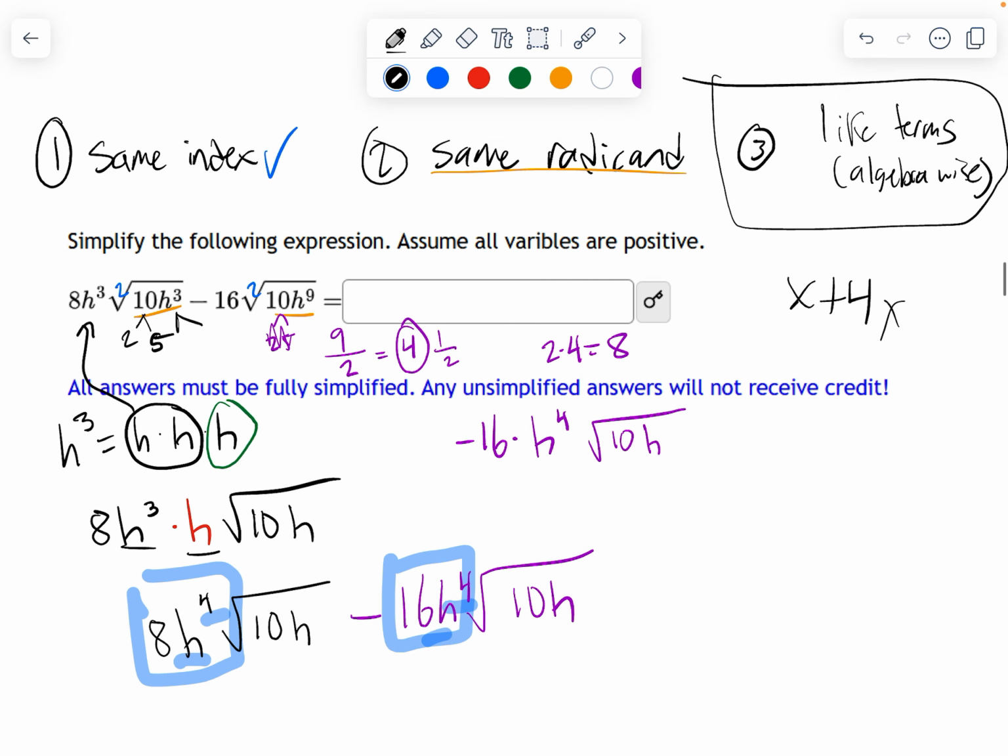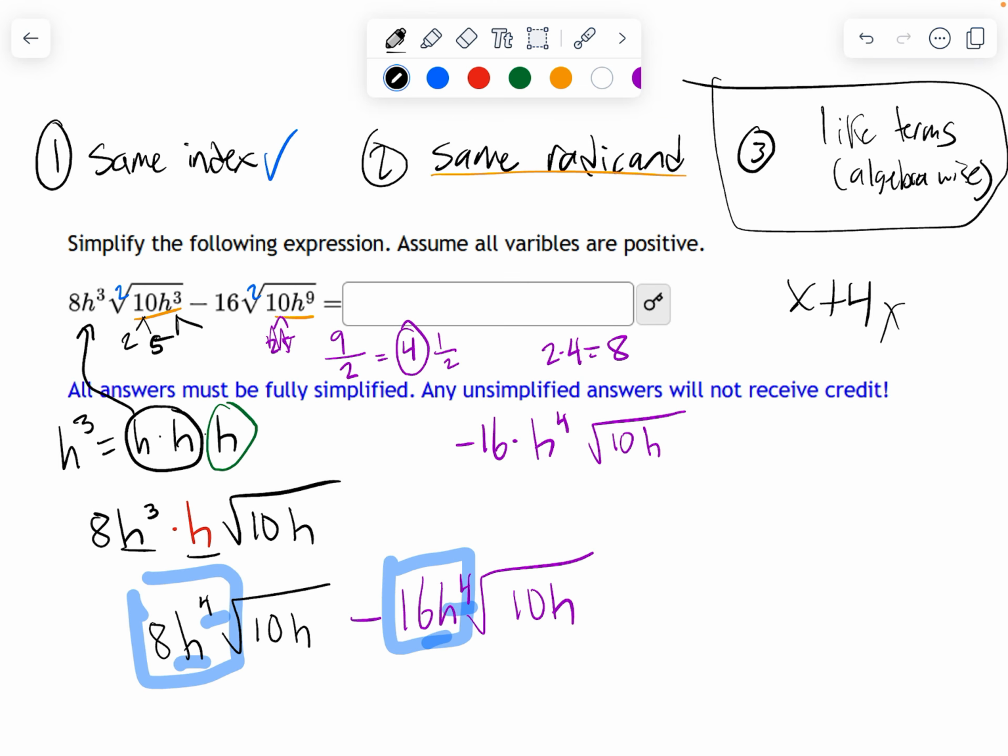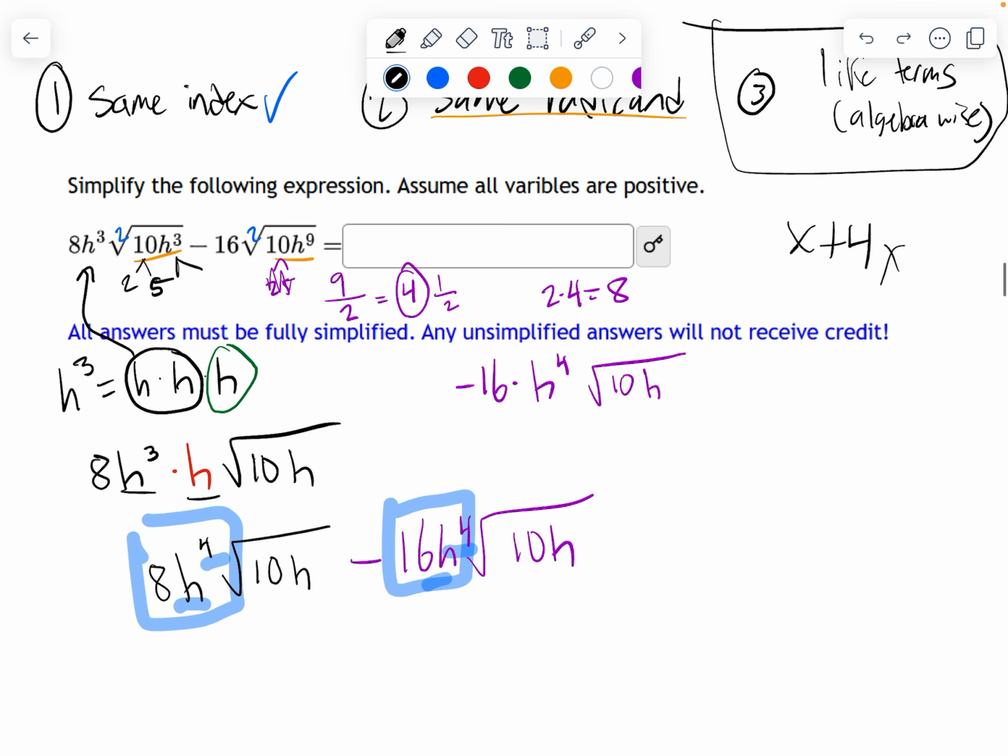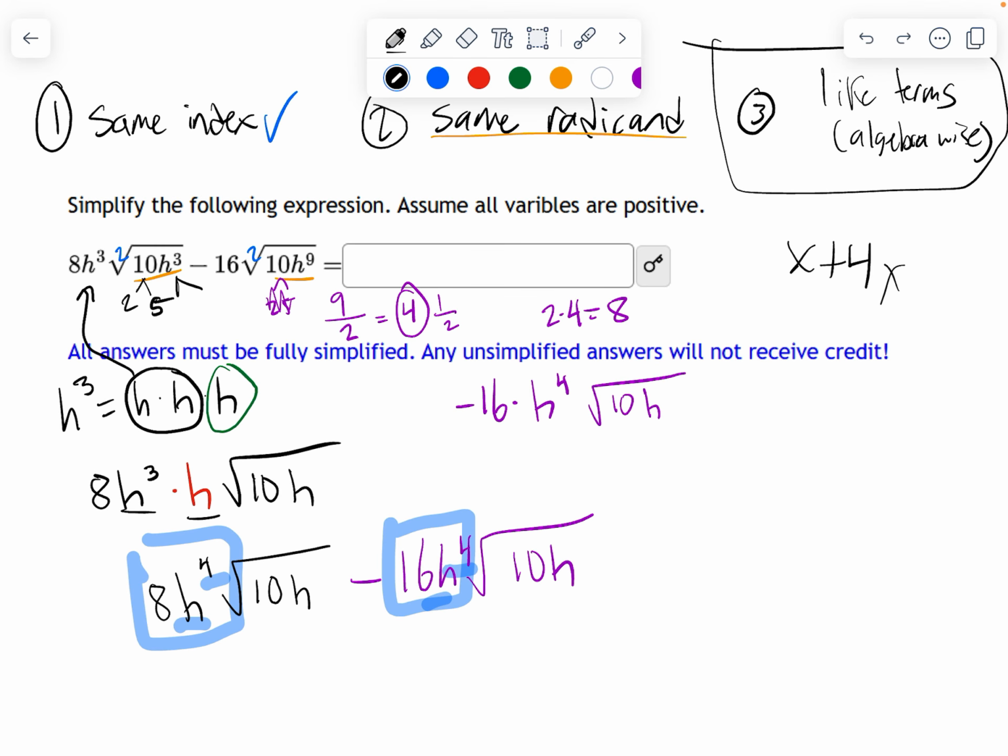And if we can't combine those with like terms, then you would write both of the radicals as they are in the answer box, and it's okay that you have multiple, right? You often will, and that's what it is. In our case, they are like terms, so we can combine them. So we have 8h to the fourth minus 16h to the fourth. Well, that would give us negative 8h to the fourth.